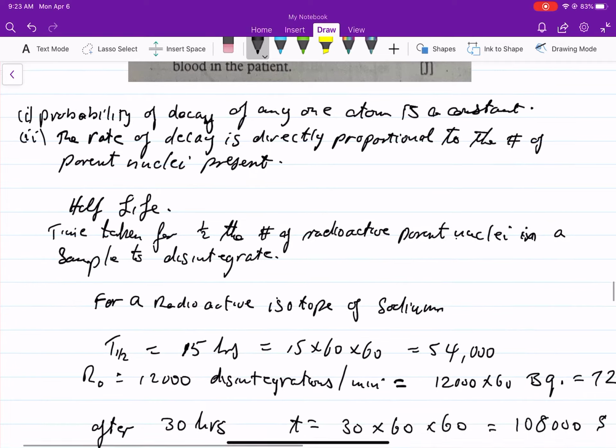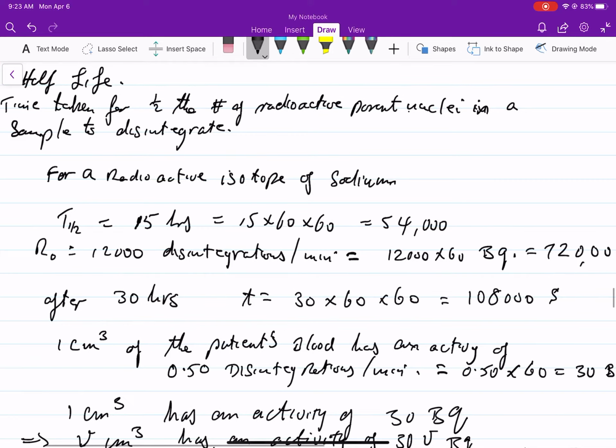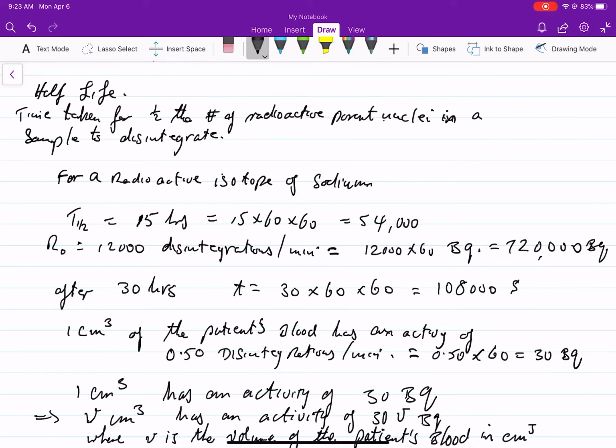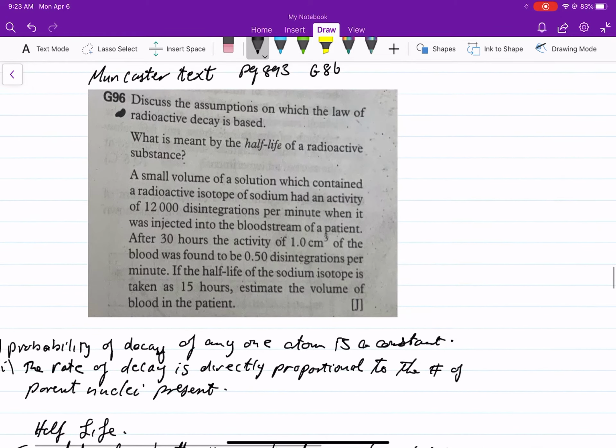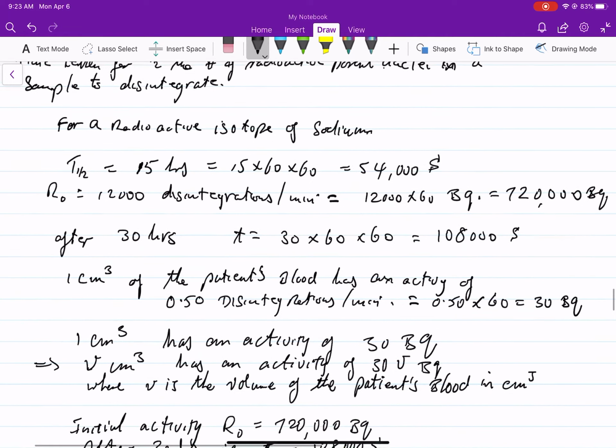I kind of like this problem. I did a full conversion, though I realized afterwards I didn't have to. I'll explain what I mean. I converted everything to standard units. For the radioactive isotope, they gave the half-life as 15 hours. That is 54,000 seconds. The initial rate of decay, they gave as 1200 disintegrations per minute. I converted that to disintegrations per second, which is a becquerel. So that's standard units as well.